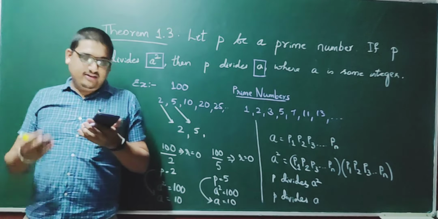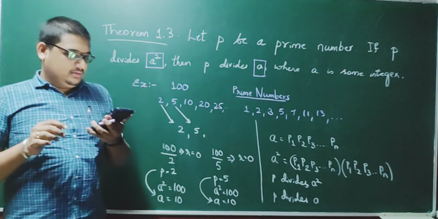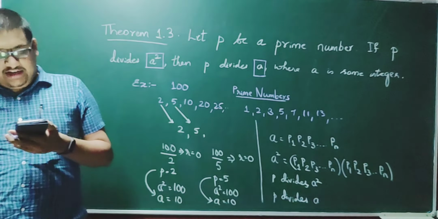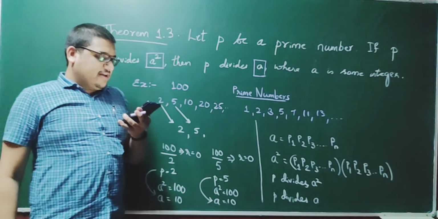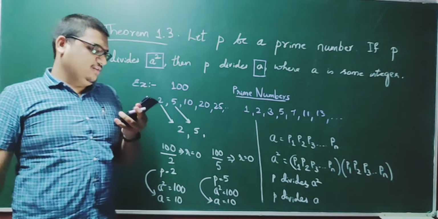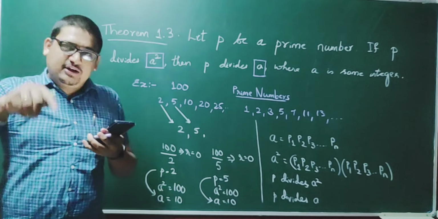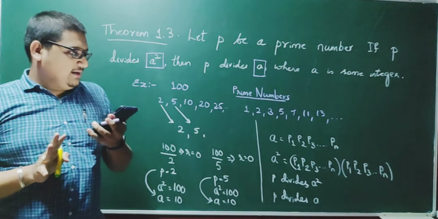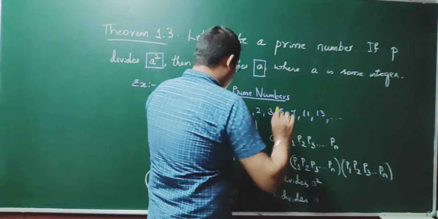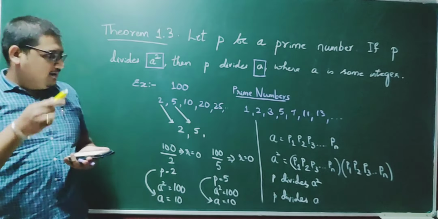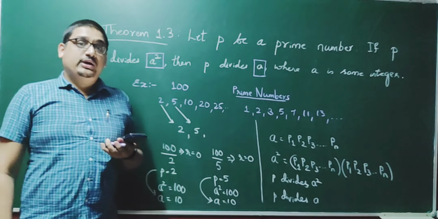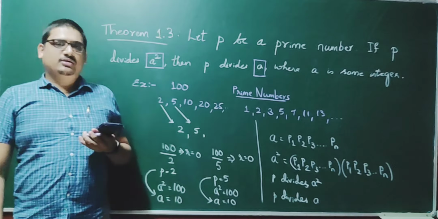It is given in the textbook, I will read. Using the uniqueness part of the fundamental theorem of arithmetic, the only prime factors of A square are P1, P2, P3 and so on till Pn. So P is one of P1, P2, P3 and so on till Pn. Since A is equal to P1, P2, P3 and so on till Pn, we can say that P also divides A. This is from the uniqueness of the fundamental theorem of arithmetic.